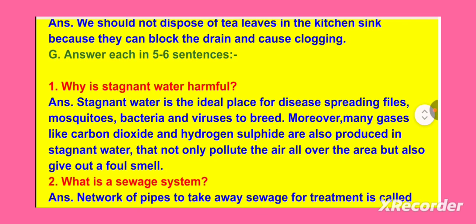Answer each in 5 to 6 sentences. What is stagnant water? Why is stagnant water harmful? Stagnant water is the ideal place for diseases spreading flies, mosquitoes, bacteria, and viruses to breed. Moreover, many gases like carbon dioxide and hydrogen sulfide are also produced in stagnant water that not only pollute the air all over the area but also give out a foul smell.